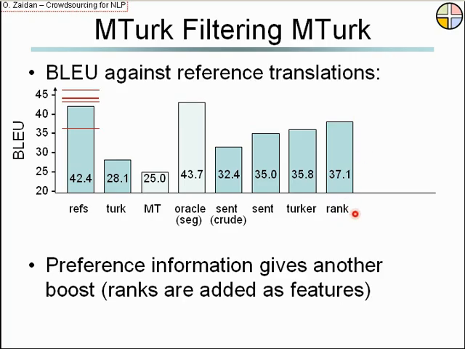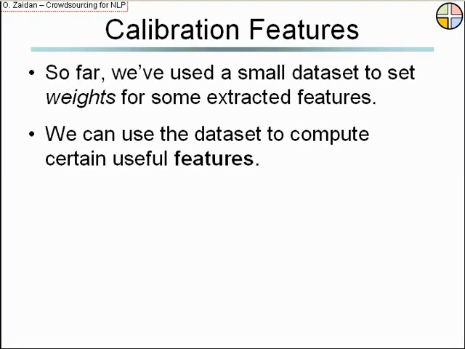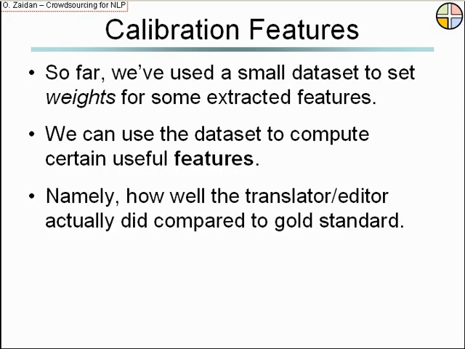Now, so far we've been tuning the weights for these features using a small calibration set, right? So we've used a small data set to set the weights for the features that we extracted. But we can use that data set to compute other useful features. In particular, we're going to measure how close a translator is to the gold standard translations. And we will use that score, if you will, I call it the calibration feature, to select the translation from the best Turker.